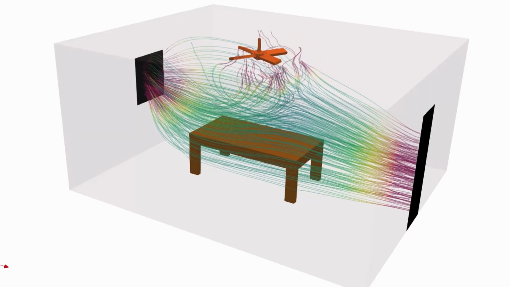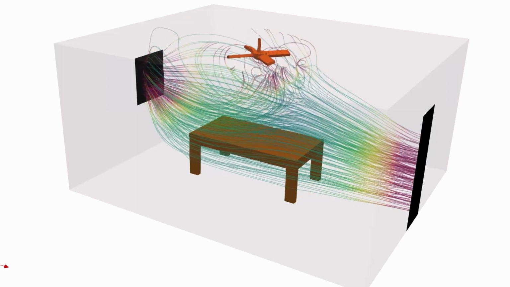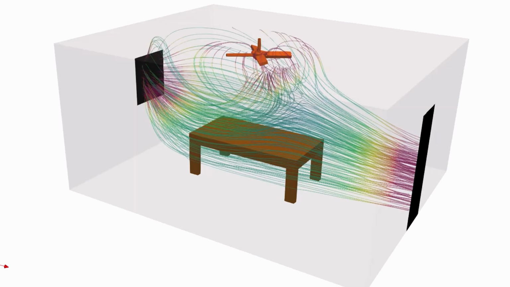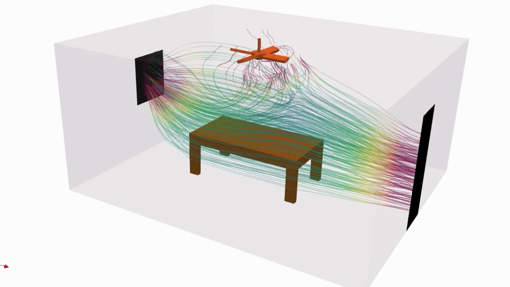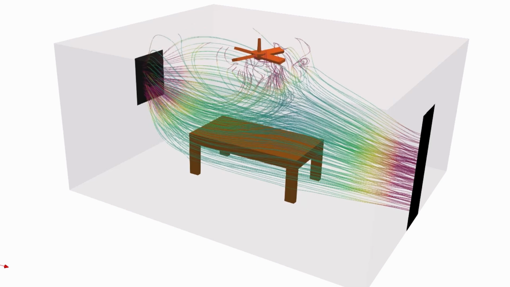In this video, we will be seeing how to simulate a rotating fan in a room. So we will be using OpenFOAM for this, and we will be using a method called sliding mesh, or cyclic AMI in terms of OpenFOAM. So we will see how to simulate this.